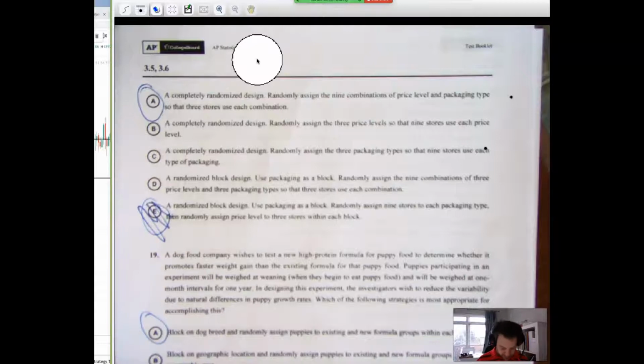And then they're saying which of the following best describes the design. So you are randomly putting things into one of those 9 things that we talked about. You are not splitting into subgroups. If you're splitting into subgroups, that's a block design, but we're not splitting this into subgroups. We're randomly putting them into one of the combinations. And that's it.